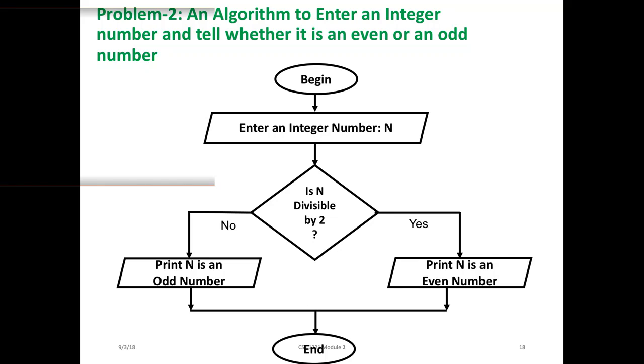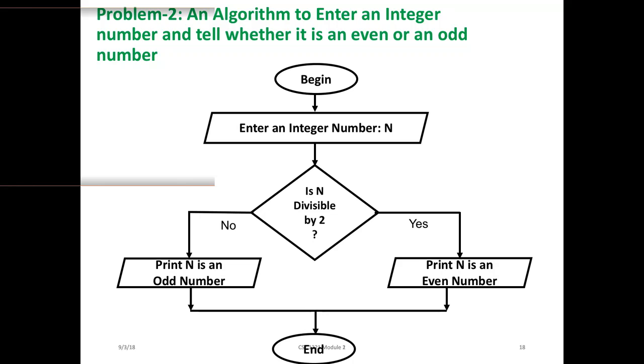This is the pseudocode. You will begin and enter a number. For instance, here n is my number. Then you ask: is n divisible by 2? If you say yes, then you will print that n is an even number. And if it's not divisible by 2, then you will tell us that your number is an odd number.